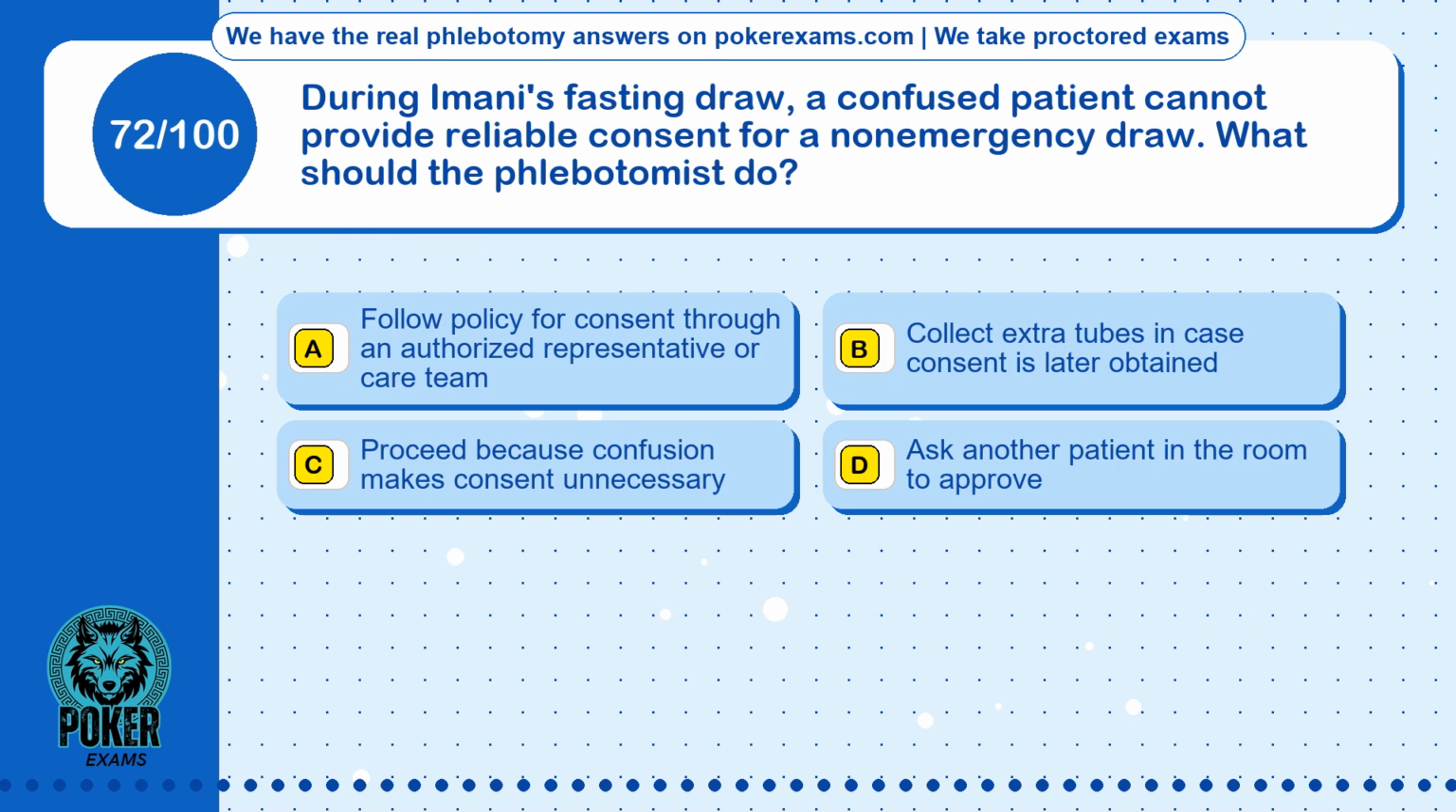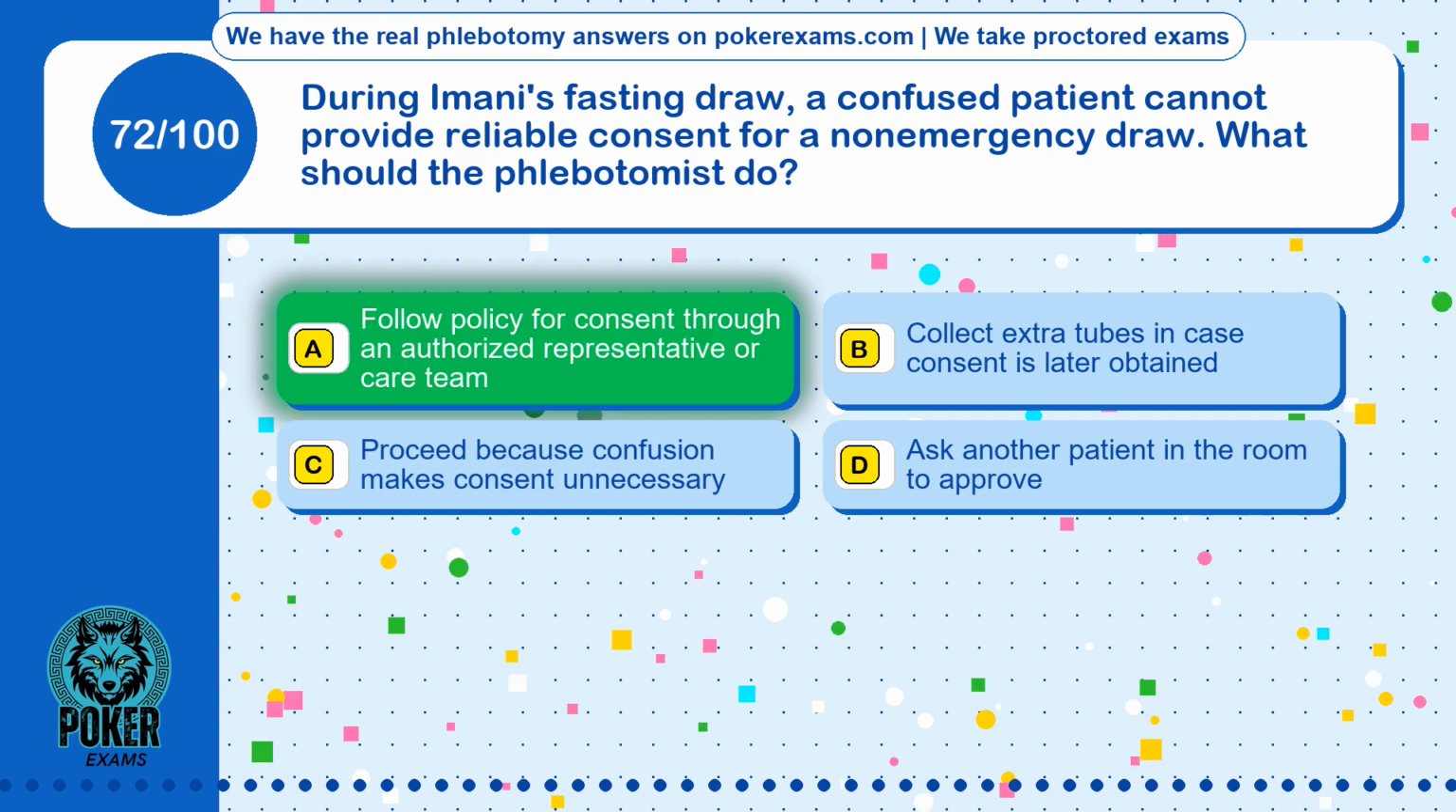Question 72. During Imani's fasting draw, a confused patient cannot provide reliable consent for a non-emergency draw. What should the phlebotomist do? Option A. Follow policy for consent through an authorized representative or care team. Option B. Collect extra tubes in case consent is later obtained. Option C. Proceed because confusion makes consent unnecessary. Option D. Ask another patient in the room to approve.